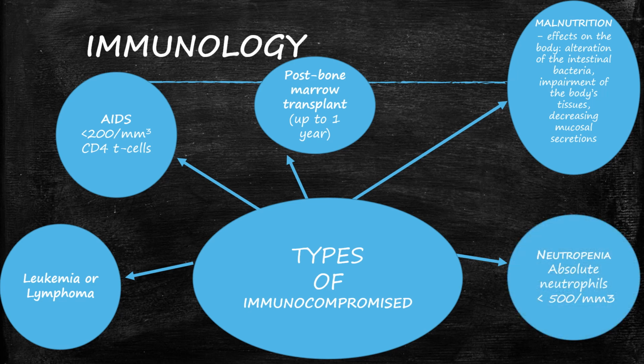And then the last type of immunocompromised is when we have neutropenia, which is an absolute neutrophil count of less than 500. So those are the different types of immunocompromised patients that we are likely to see.